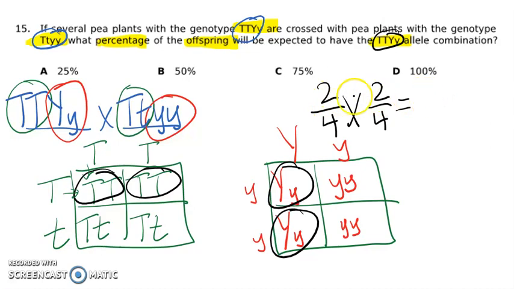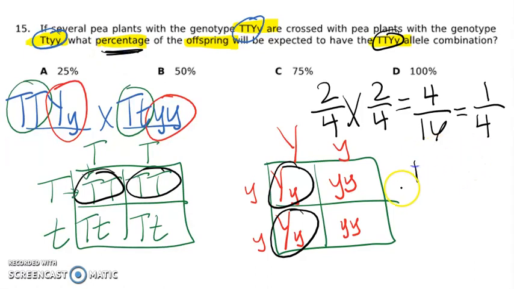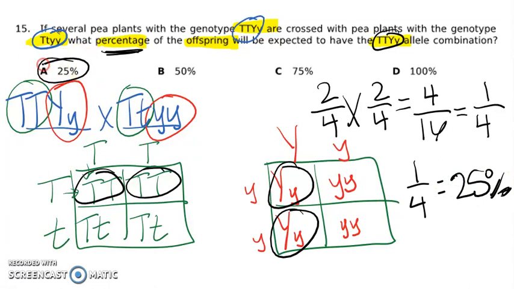So now we can multiply straight across. 2 times 2 is 4. 4 times 4 is 16. We can reduce that. 4 goes into 16 4 times, so it's 1/4. This question is asking specifically for a percentage, so 1/4 is equal to 25%. Think about quarters: if you have 1/4, that's 25 cents. So 25% is the answer, which was A.